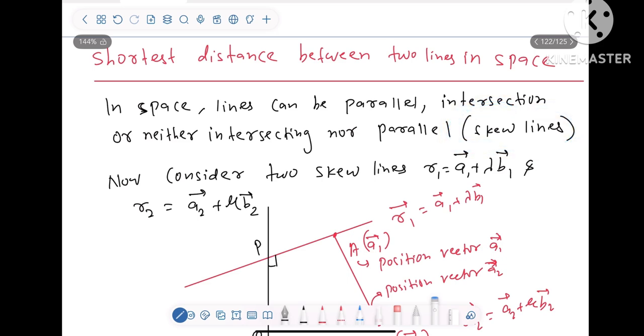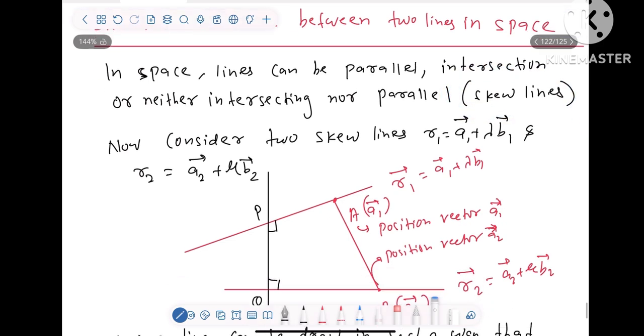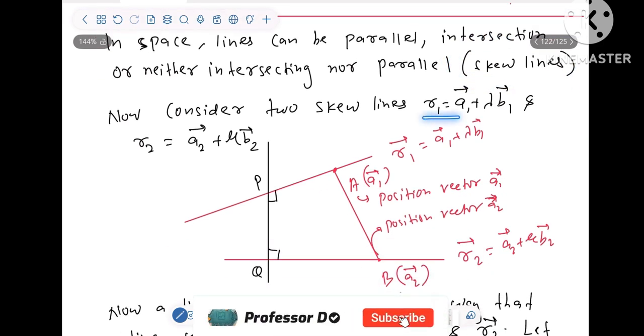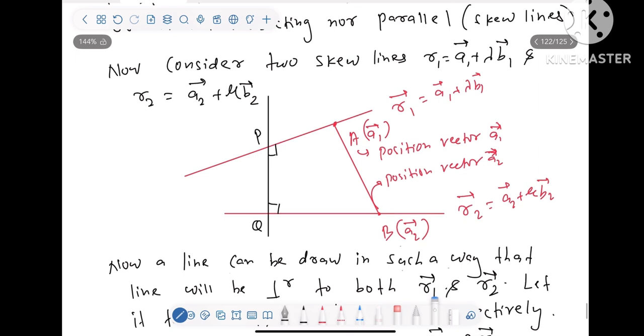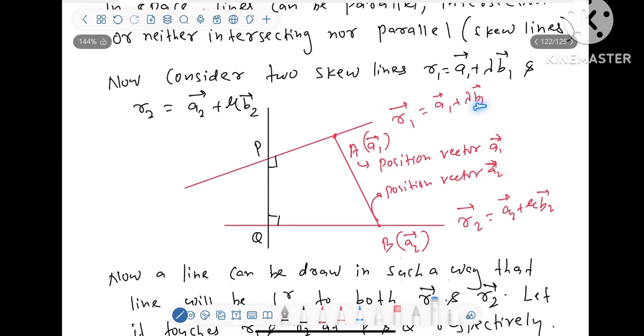Now consider two skew lines. r1 is equal to a1 plus lambda b1, and r2 is equal to a2 plus mu b2 vector. So this is our r1, this is our r2. a1 is the position vector of this point, and a2 is the position vector of the other point. b1 is parallel to the r1 vector and the b2 vector is parallel to the r2 vector.